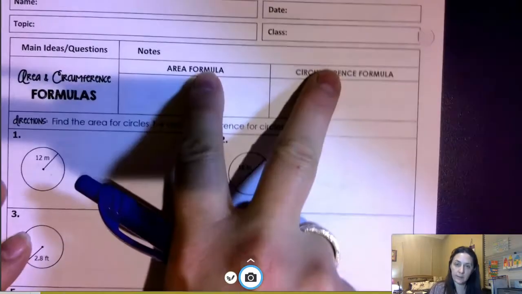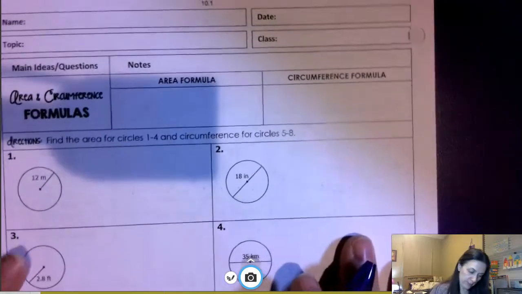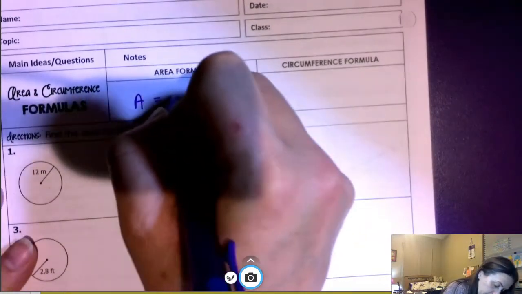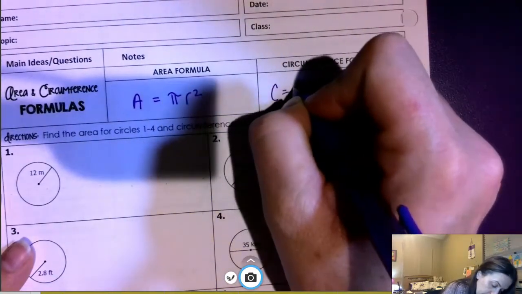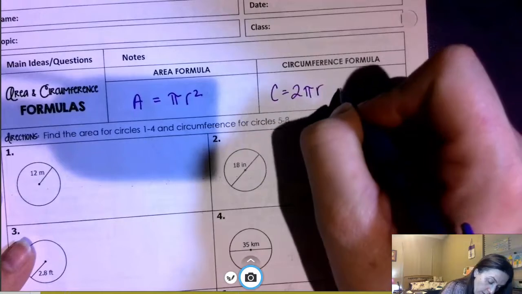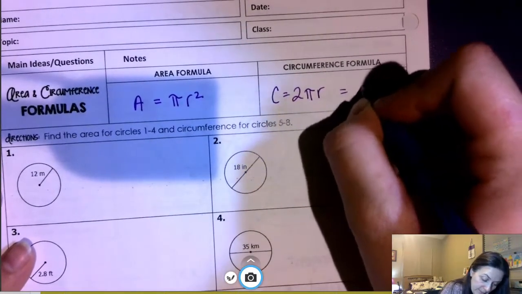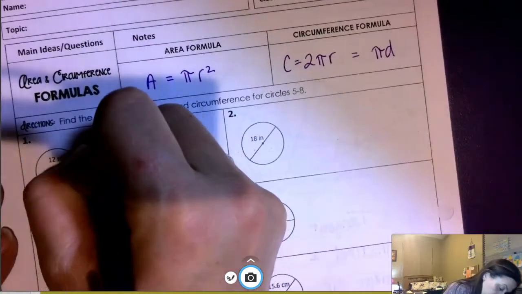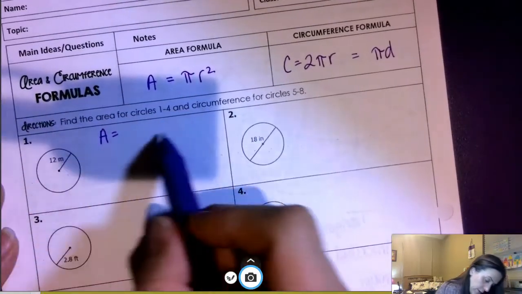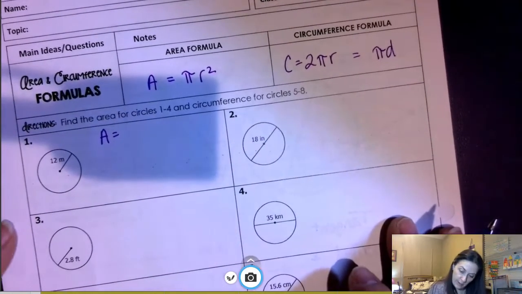Okay, pause and fill in these formulas on your own. Do you have them memorized? And we just wrote them down on the other page. Hopefully you have them memorized. Area of a circle is going to be pi r squared. Circumference of a circle is 2 pi r, and 2 radii is equal to pi times diameter. So right here, find the area for the circles and circumference for circles 5 through 8. So 1 through 4 is area.